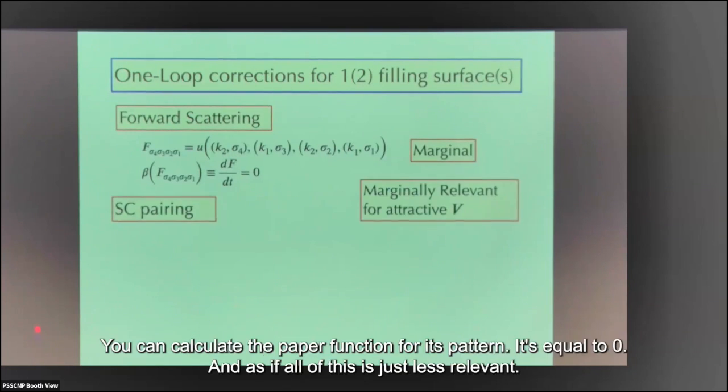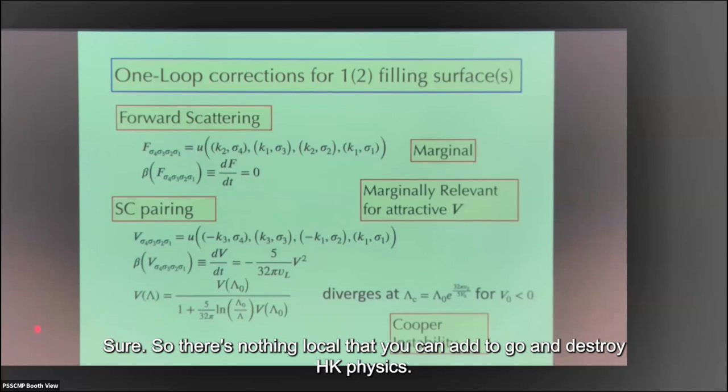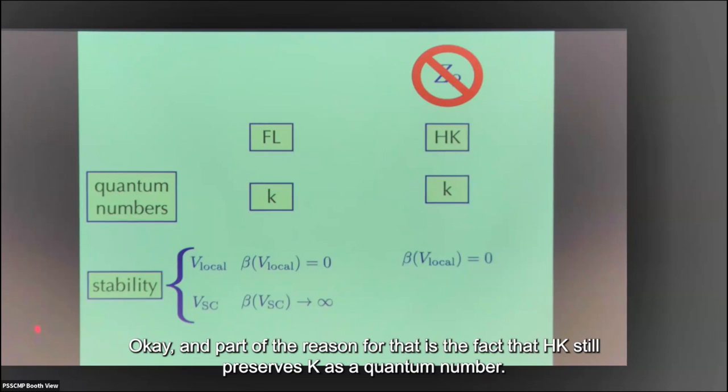You can calculate the beta function for forward scattering, it's equal to 0. And it's because all of this is just less relevant. The only thing that is relevant is superconductivity. Okay? So there's nothing local that you can add to go and destroy HK physics. And part of the reason for that is the fact that HK still preserves K as a quantum number.